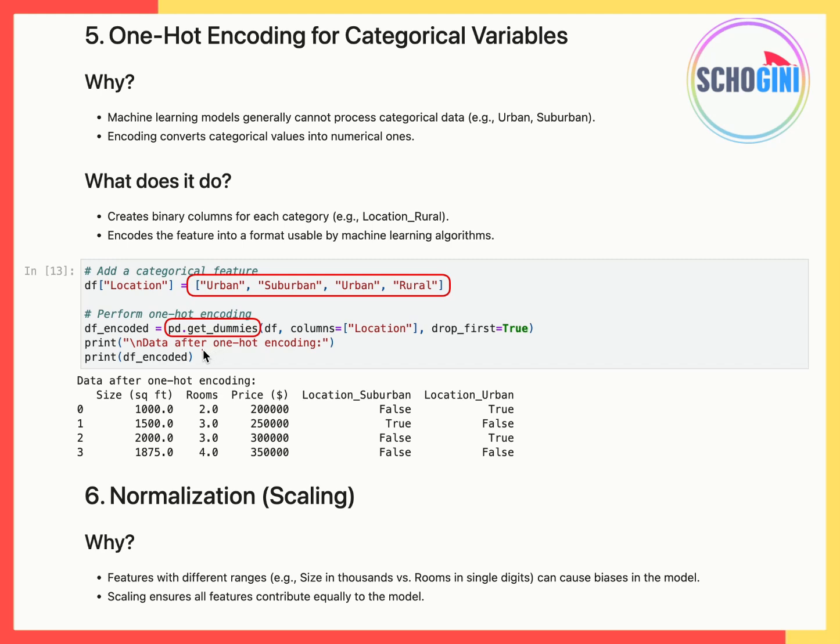So imagine a column for location, with those categories: urban, suburban, rural. With one-hot encoding, we create a separate column for each. So instead of one location column, you have three: location urban, location suburban, location rural. So it's like breaking it down into its individual components. Exactly. And each of those columns just has a 1 or a 0 to indicate whether that category applies. So if the house is urban, the location urban column would have a 1, and the other two would be 0. Exactly. Now your machine learning algorithm can understand it. Very cool.